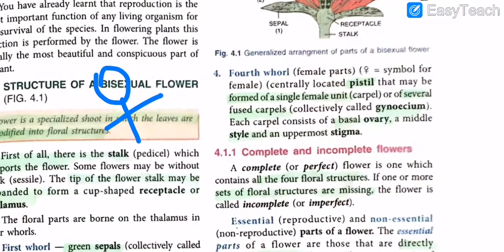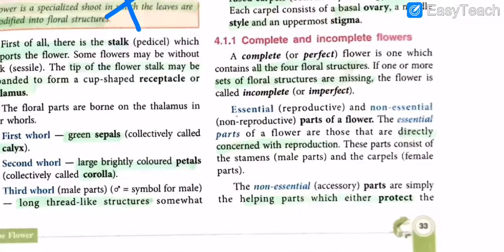Okay, moving on. Complete and incomplete flowers. So a complete or perfect flower is one which contains all the 4 floral structures. If one or more sets of floral structures are missing, the flower is called incomplete or imperfect. So let me give you an example over here.